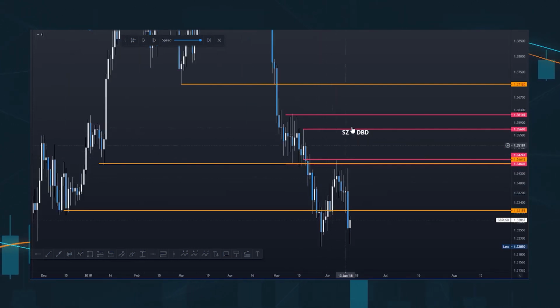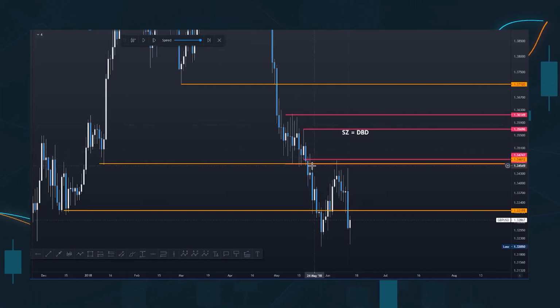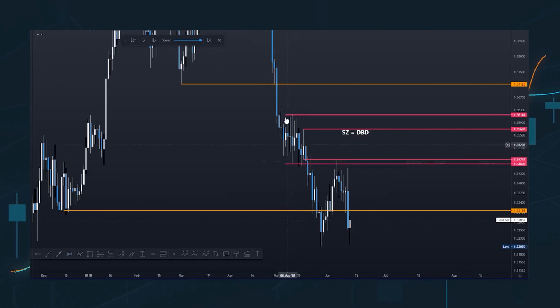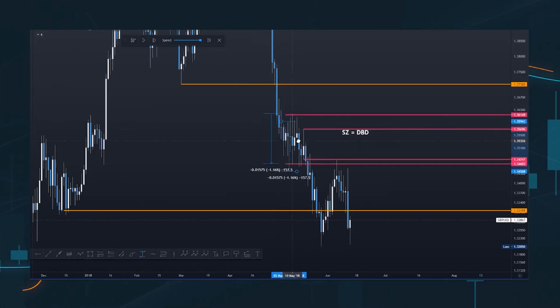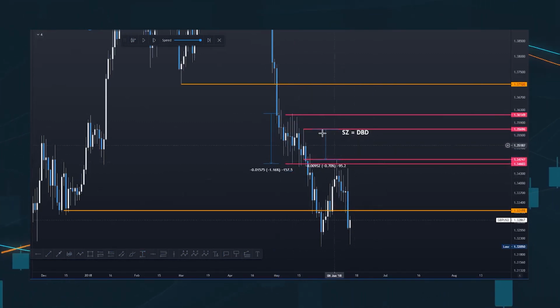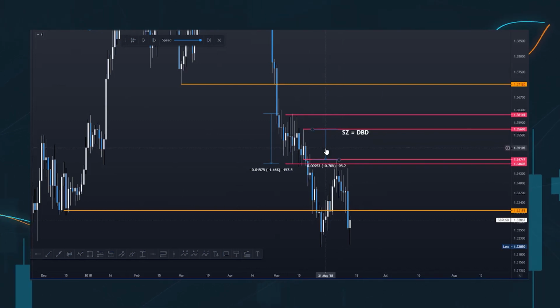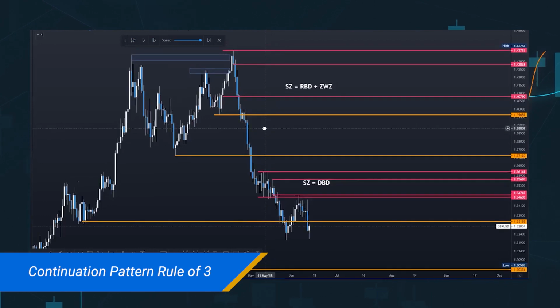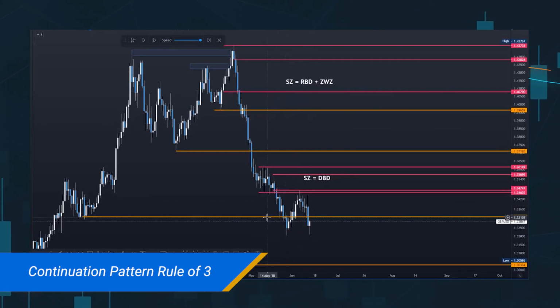Why? Because you know that this zone is not only a daily zone, it's also a weekly zone. So let me just get rid of this one. You can see here, this is the weekly zone, and this is the daily zone. Okay, so there are two different zones there. That's finding a continuation pattern. Now there's another advanced rule on supply and demand called the continuation pattern rule of 3.